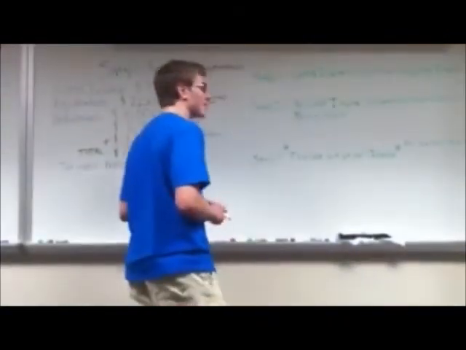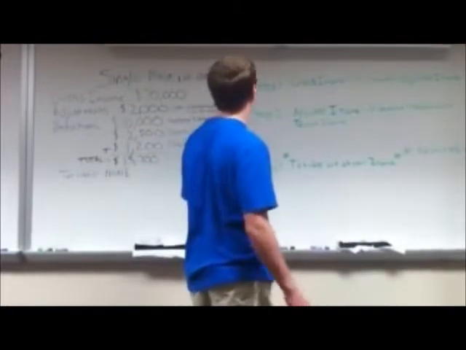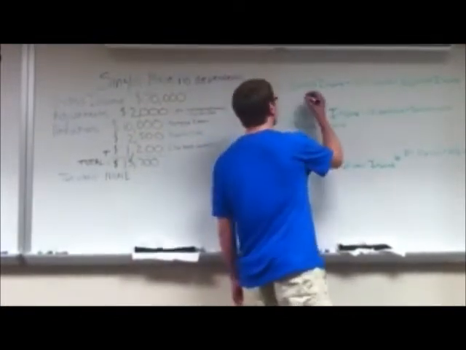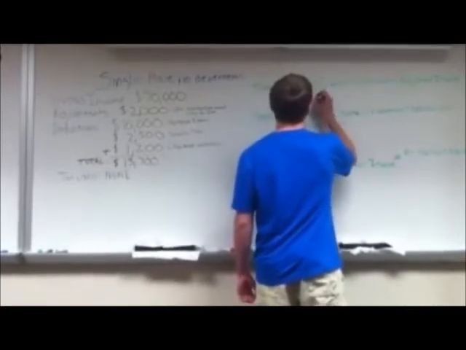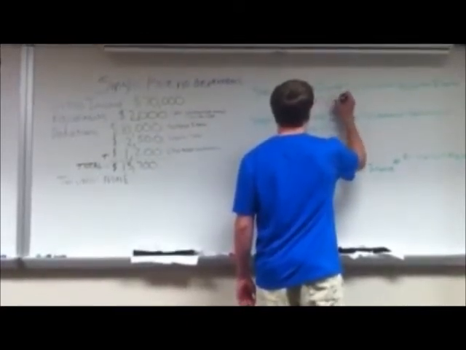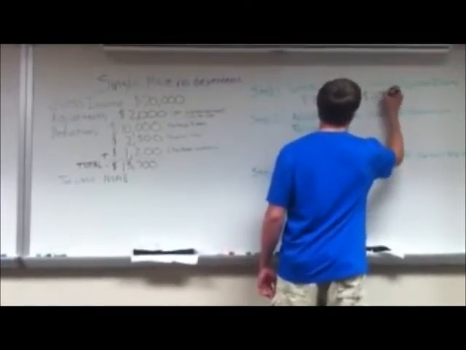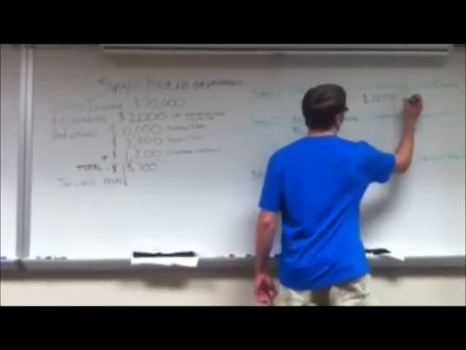Okay, for the first step, you need to take your adjustments and subtract that from the gross income. So you take $70,000, which is your gross income, minus $2,000 to give you $68,000. This number is your adjusted gross income.